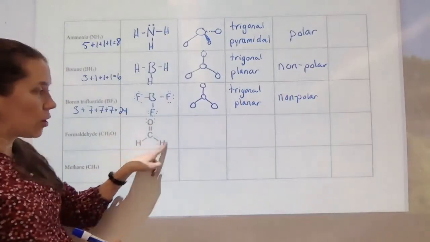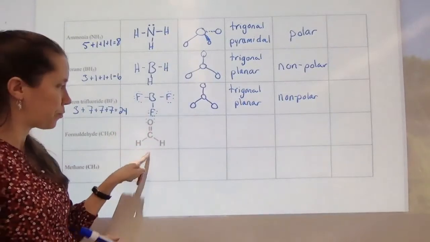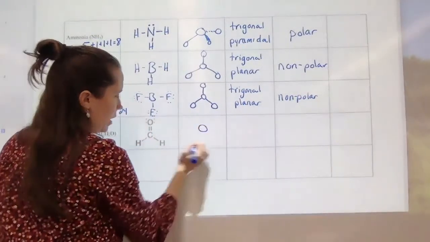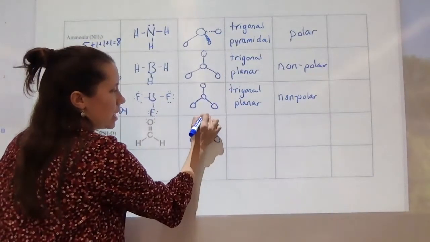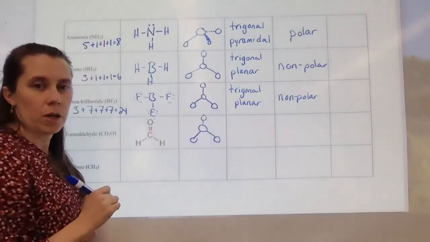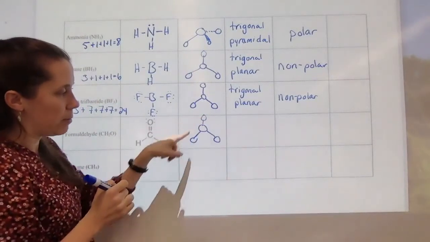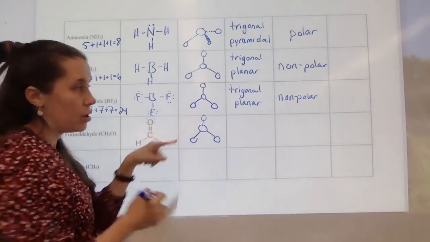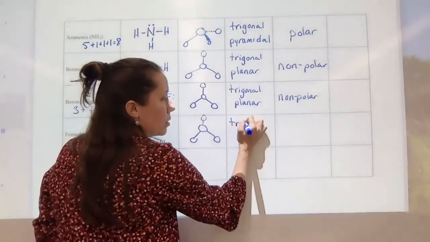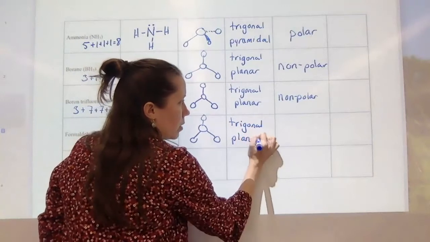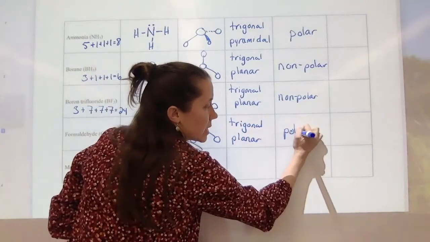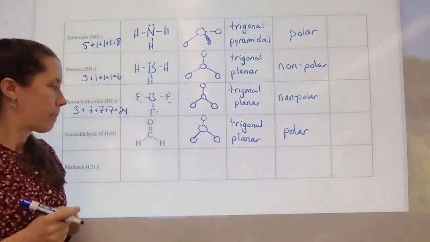All right, the one down here I gave you the structure for already. So we have the carbon in the middle, and then to get these 3 things as far apart as we can, it will have the same structure as the ones above, okay? But the difference is that this atom is now different than these 2. So it's still trigonal planar, but this time it is polar because they are not all the same.